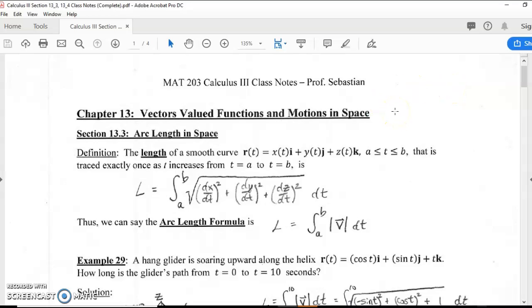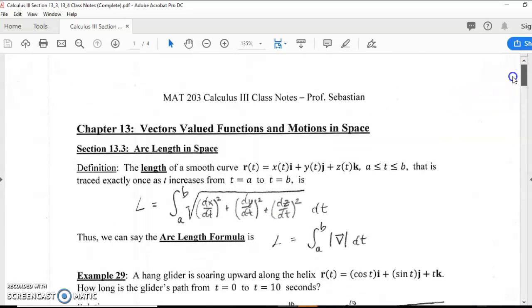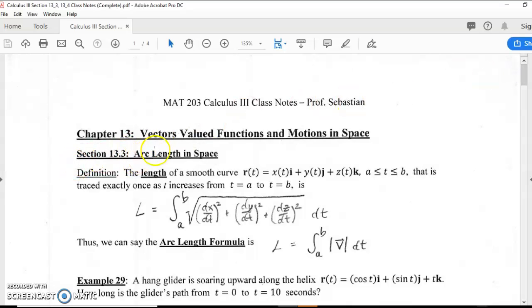We're in our Calculus 3 class notes, and we are now moving into section 13.3 of chapter 3, which is determining arc length in space. We're on page 32.